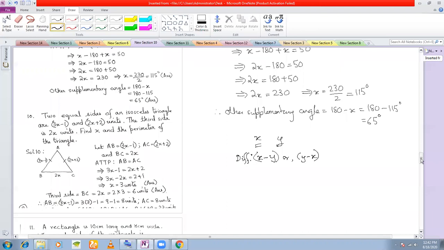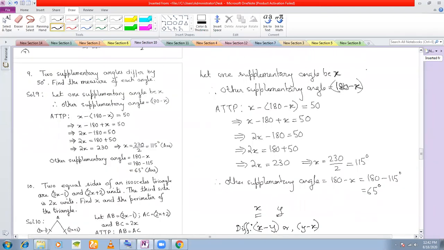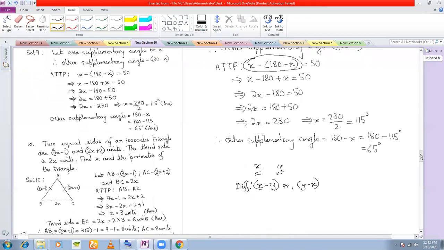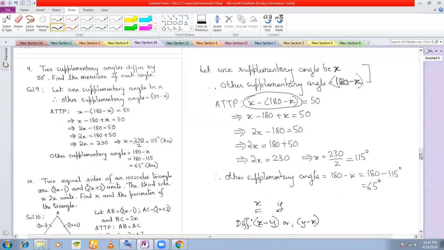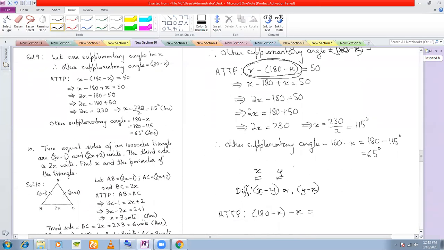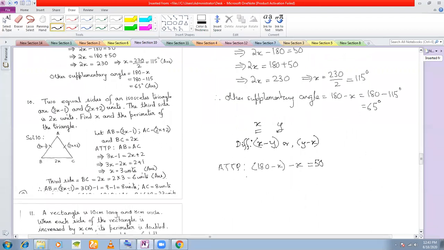So therefore, if you see in the above problem, the difference of the two angles is given. I have taken x minus 180 minus x. What you can also do is take 180 minus x minus x. That is the difference between these two. So I can either take x minus 180 minus x, or the other way around, 180 minus x minus x equal to 50. Now you can solve this equation also, you will get the same answer.